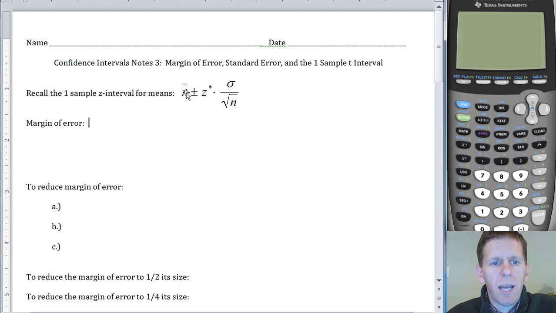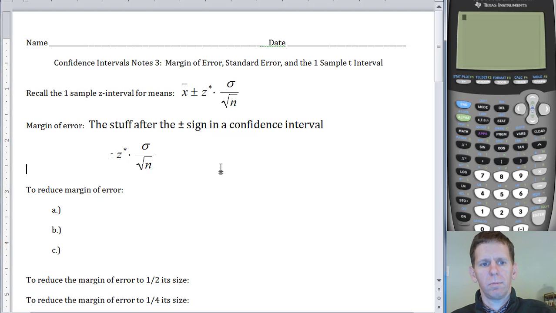We have our formula here, x bar plus or minus z star times sigma over the square root of n. We brought up margin of error when we started the unit, and the margin of error is part of this formula. It's essentially the stuff after the plus or minus sign in a confidence interval. So it's this z star times sigma over square root of n piece of the one sample z interval formula. It does not include the plus or minus sign. That's the margin of error. So if you're asked to calculate it, that's what we crunch out.